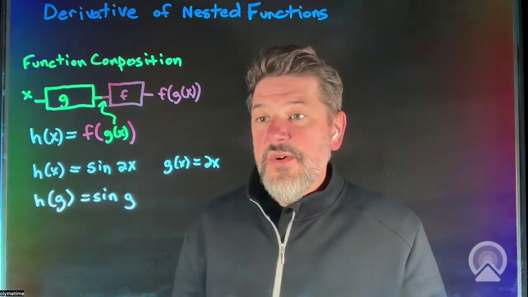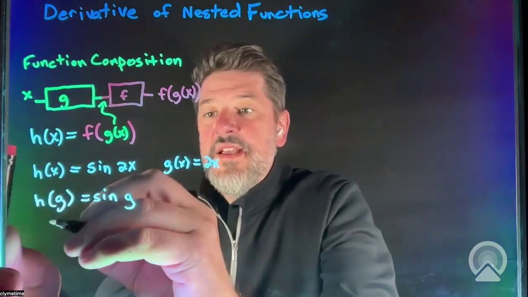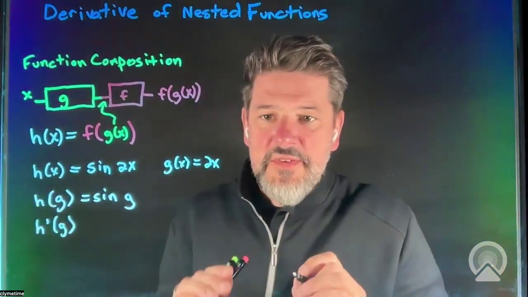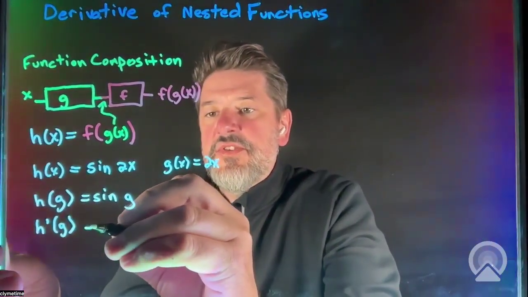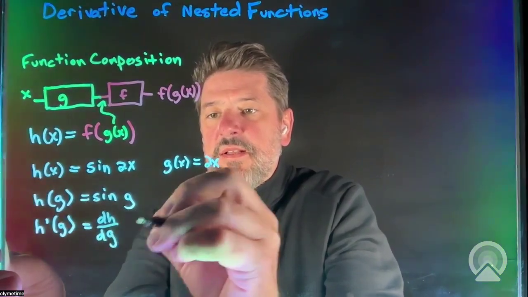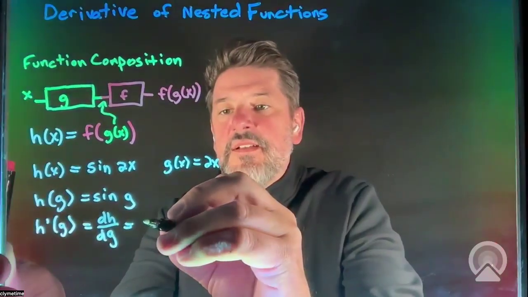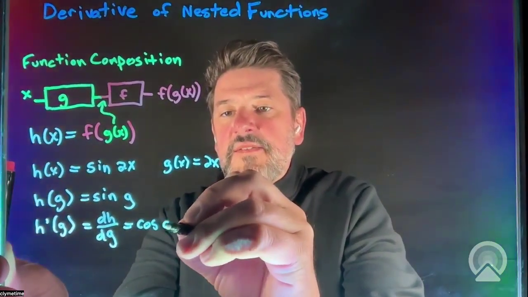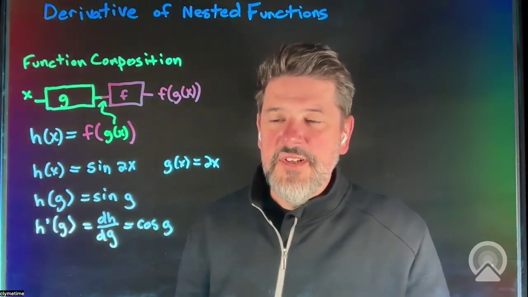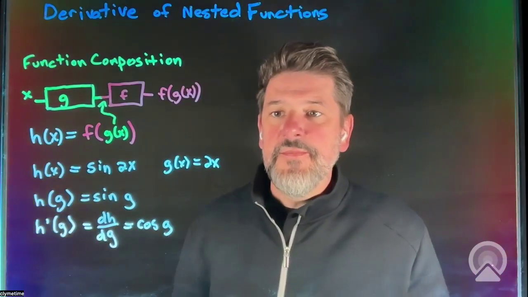All right, so how do I take the derivative? Well, we know how to take the derivative of this. So I can say h prime of g, which, by the way, there's another way to write that, which is dh over dg. That's going to equal the derivative of sine, and the derivative of sine is cosine. So we got the cosine of g, and we know how to do that. We have done that before. We've taken the derivative of trig functions. We know the derivative of sine of some input is cosine of that same input.